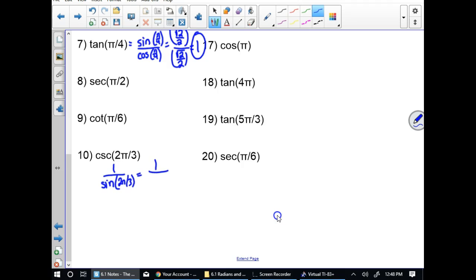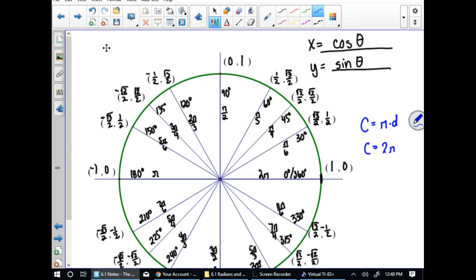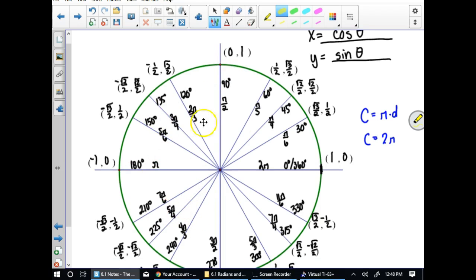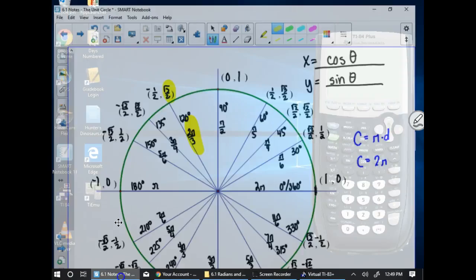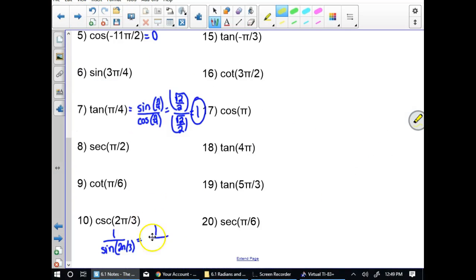All right. So if we look at our unit circle, 2 pi over 3 is right here. And so we want 1 over sine, right? Is that right? Yes, 1 over sine. So sine is square root of 3 over 2. So, okay. So what we know, this is going to be 1 over the square root of 3 over 2.